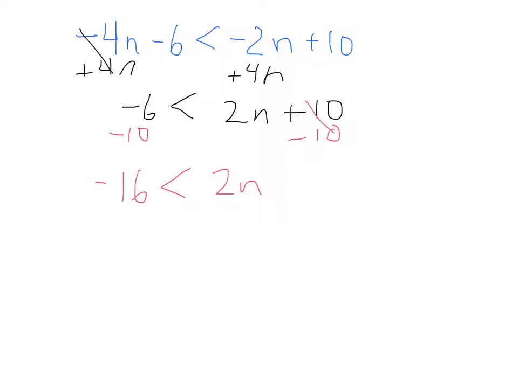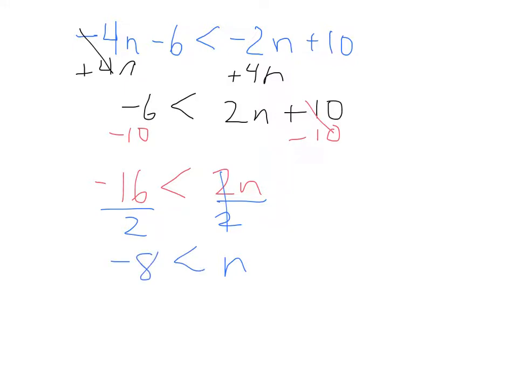Now I'm going to undo my 2 times n by dividing by 2. Again, I'm still dividing by a positive number, so the sign does not have to change. So they're gone, so I have n on this side. Keep the sign. Negative 16 divided by 2 is a negative 8.